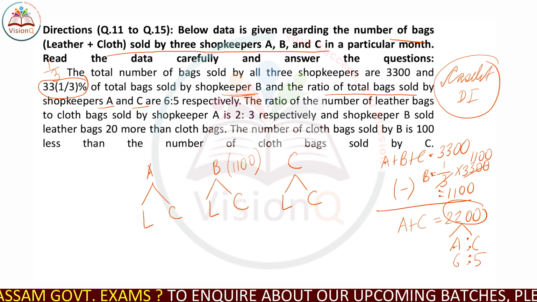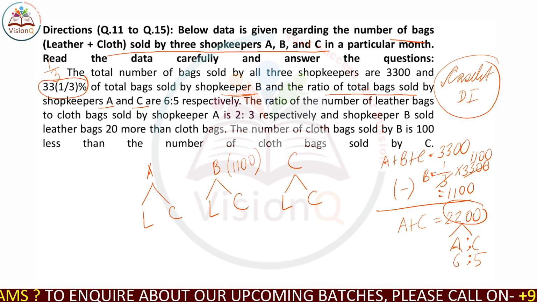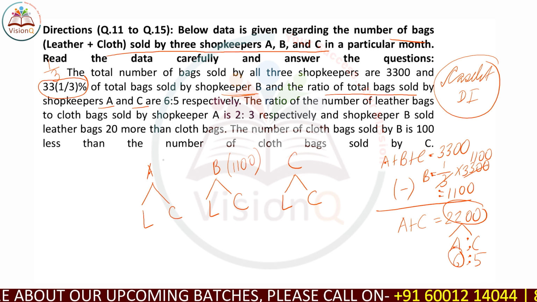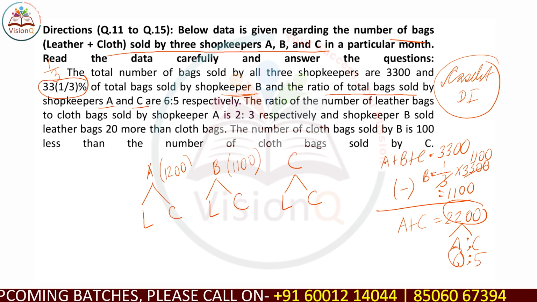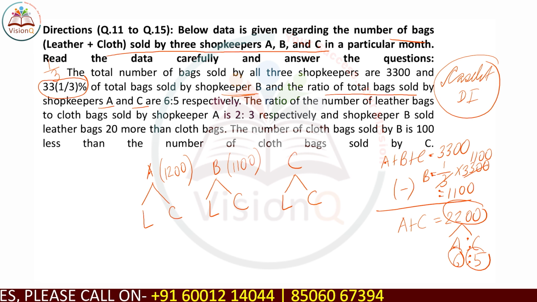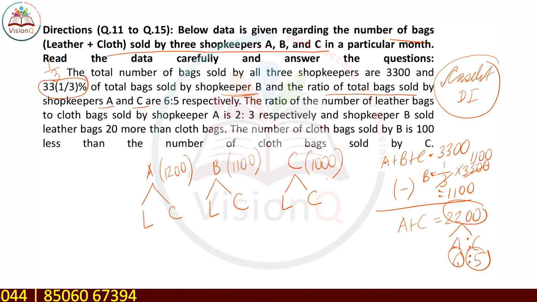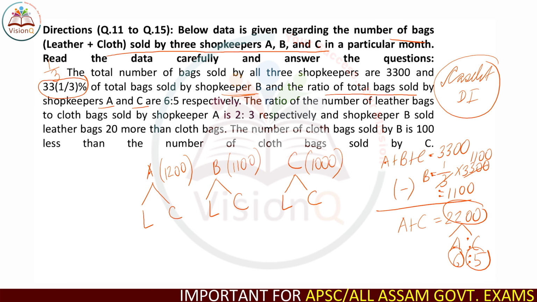If 1 is 200, what is 6? 6 into 200, which will be 1200, and 5 represents 5 into 200, which will be 1000. So I have found out till now the total number of bags sold by A, B and C respectively. So the next aim is to find out the number of leather and cloth bags sold by A, B and C.